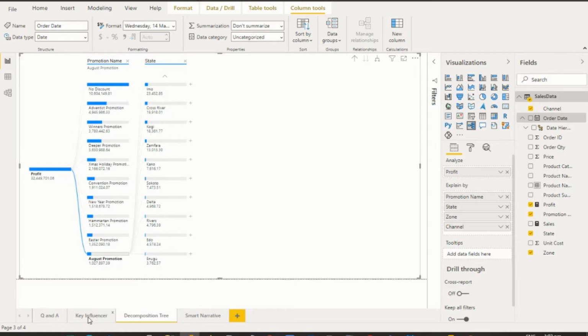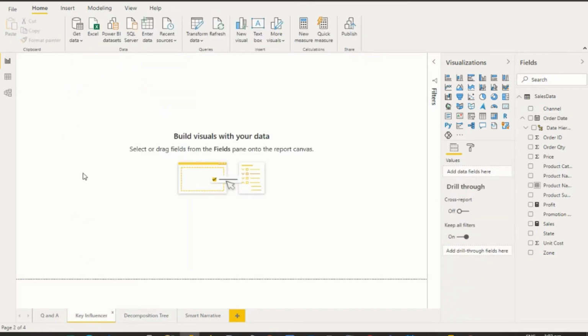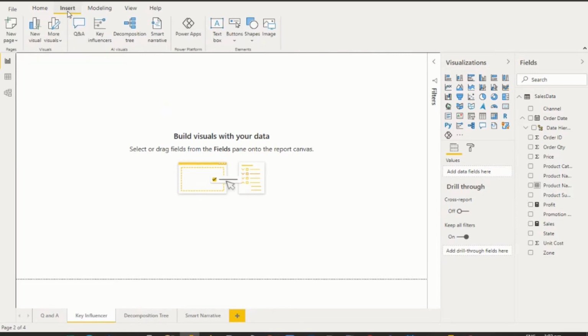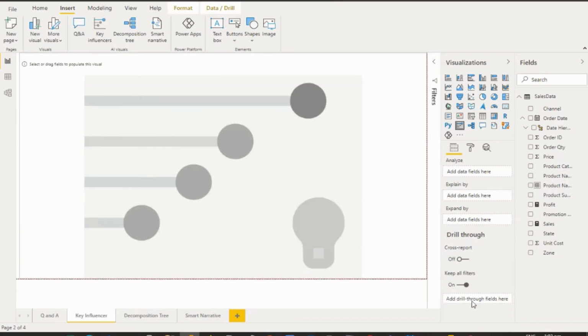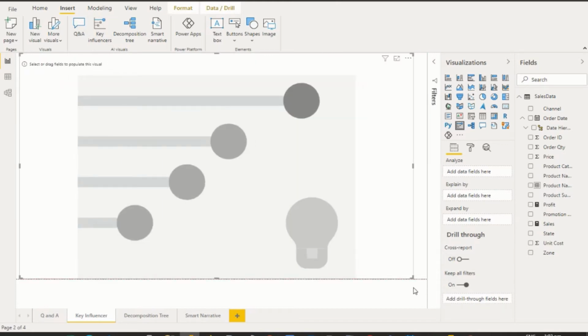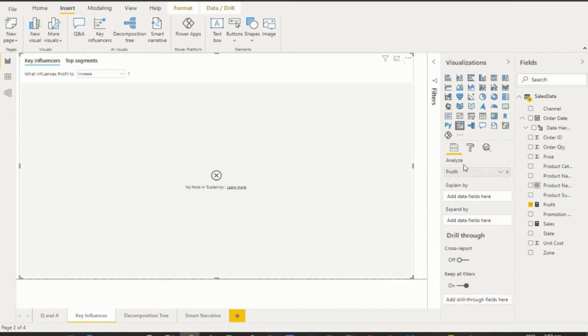Let me quickly go to key influencer again. This is another one. I have just 5 more minutes or less. So back to insert. Insert what? A key influencer. I want to know what is really influencing my bad profits. So the next thing is, help me analyze again my profit margin. I will bring it to analyze my profits.